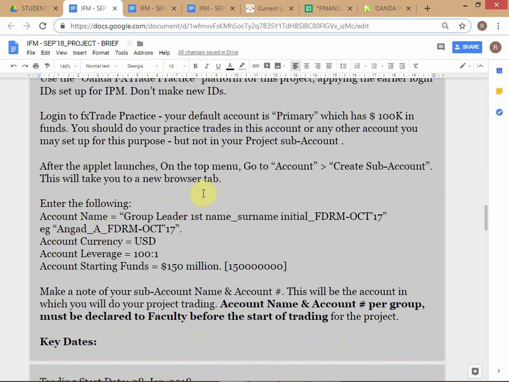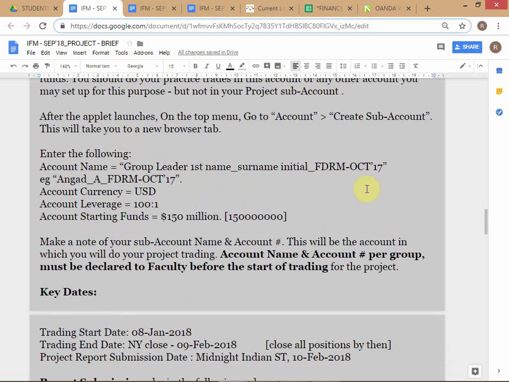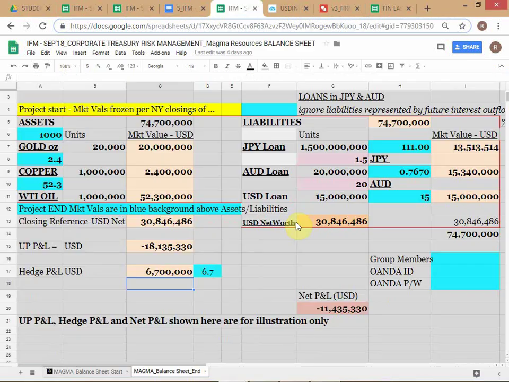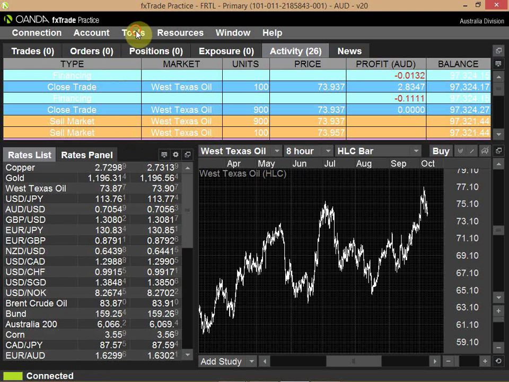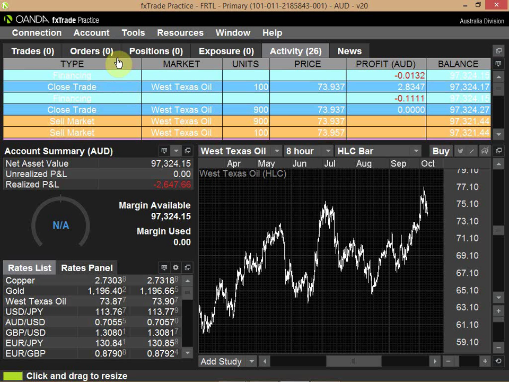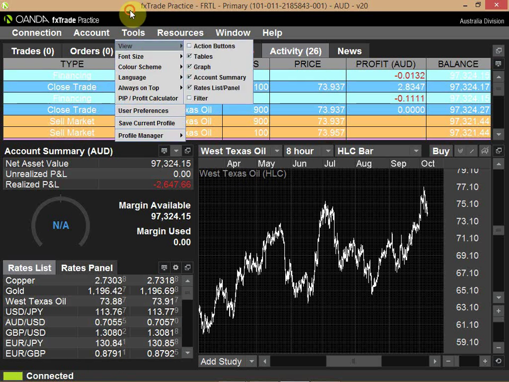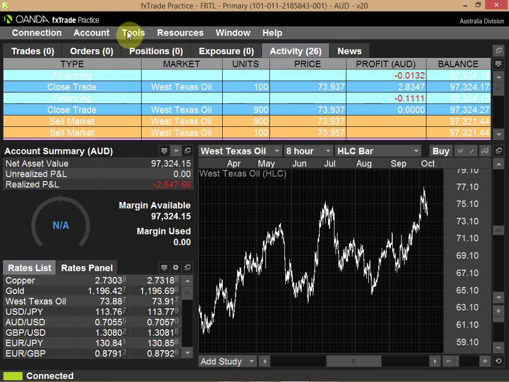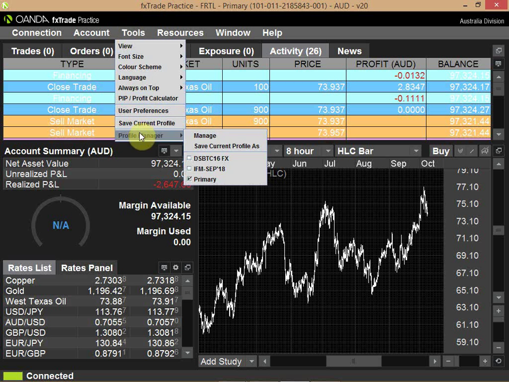So all these are the formalities for the sub account. Make sure you create this, it should not be FPR, I'll share this with you. I've given you account starting funds, and in a way it will be good if you do it on this project. And remember one thing, guys, don't trade in your own account, only in the project account that you create according to the brief which I've told you.